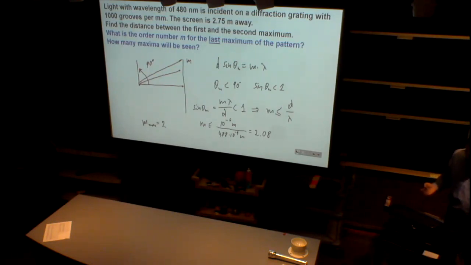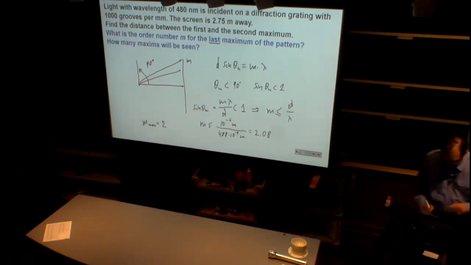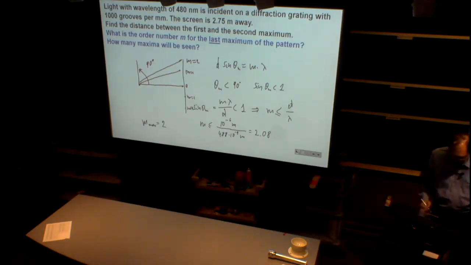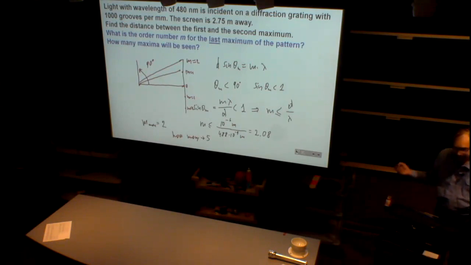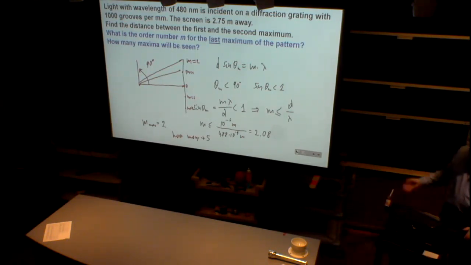And now, what does it say? Well, it says that actually my picture is almost done. We have the central or 0th maximum, then first, then second, but we also should have first on the other side, second on the other side, and that's it. That's done. So 1, 2, 3, 4, 5, together we would see just 5 maxima produced by this diffraction grating. That's it. How many? 5. Any questions?